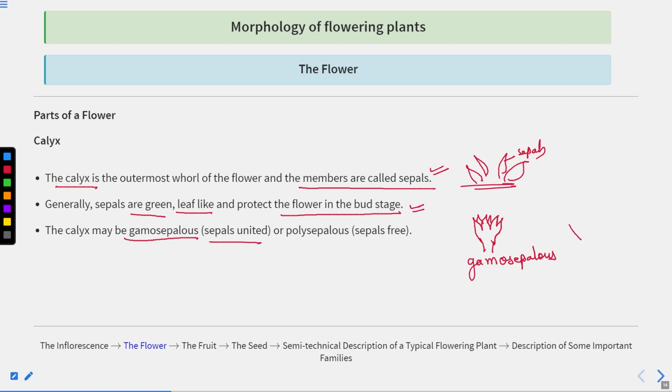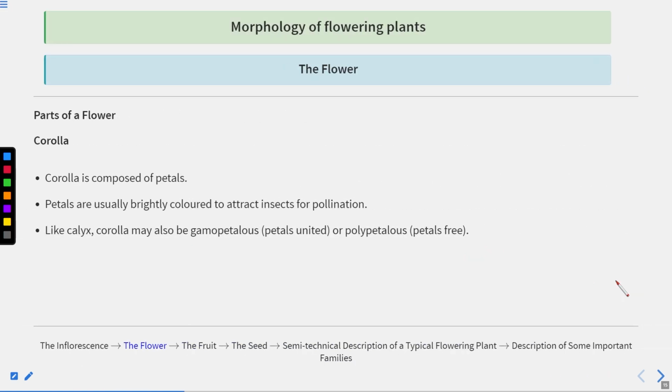And sometimes they are free. They are not joined together. They are free. Okay. So these are called polysepalous. Polysepalous condition. Corolla.